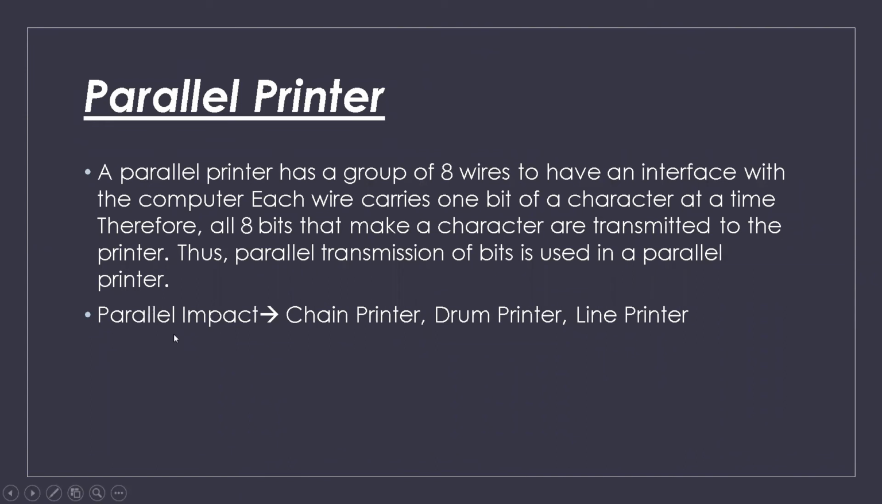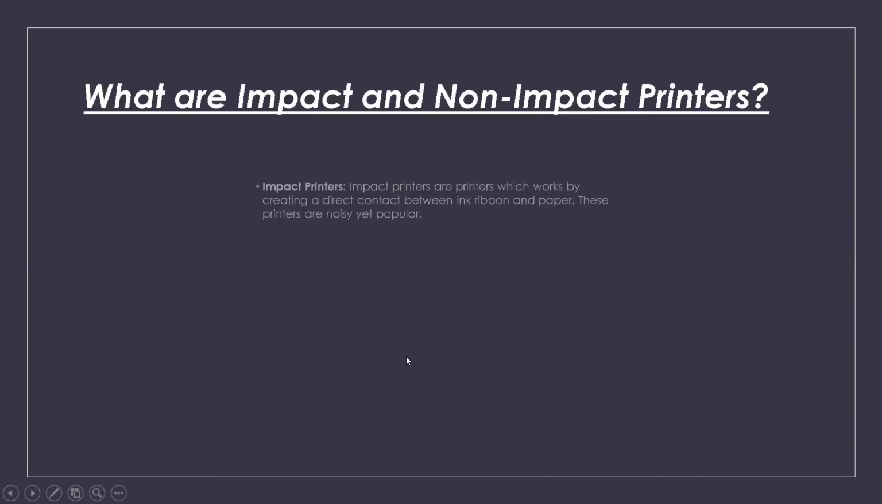Here also we have parallel impact and parallel non-impact. Parallel impact examples are the chain printer, drum printer, and line printer. For parallel non-impact, we have the laser printer and inkjet printer. So I keep saying impact and non-impact; let us see what impact and non-impact printers are.